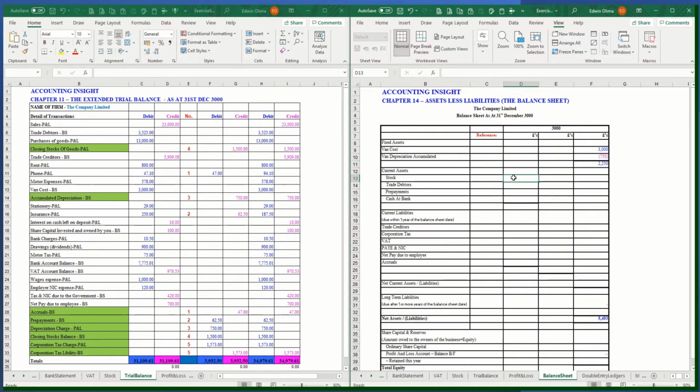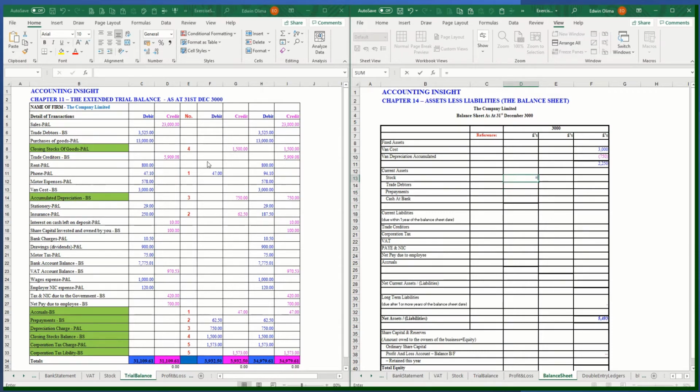So the difference between fixed assets and current assets: current assets are assets that you're going to use within a year or so. A fixed asset, on the other hand, is something that will last more than a year. Generally, fixed assets last at least 2 years or more. So stock is our first current asset.